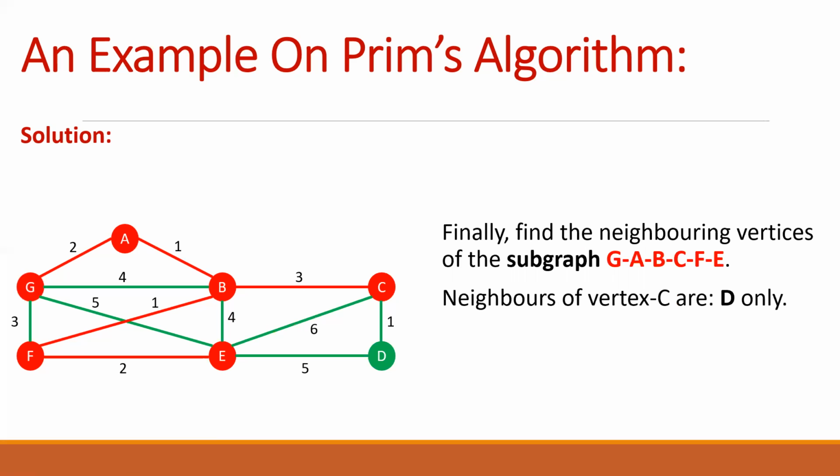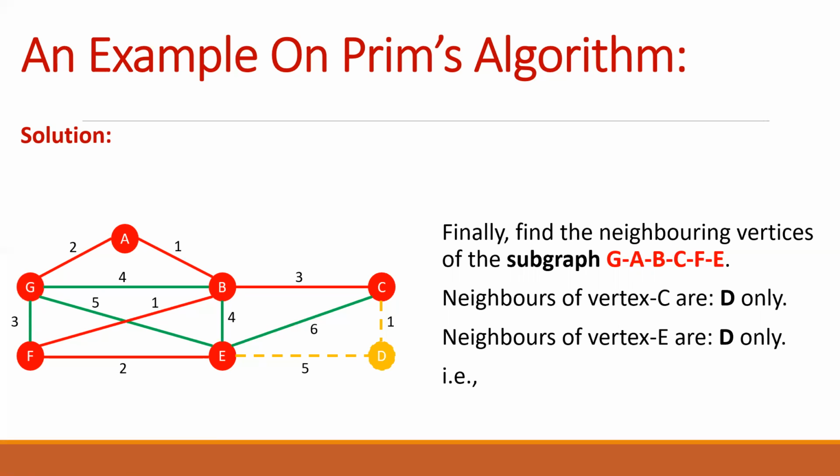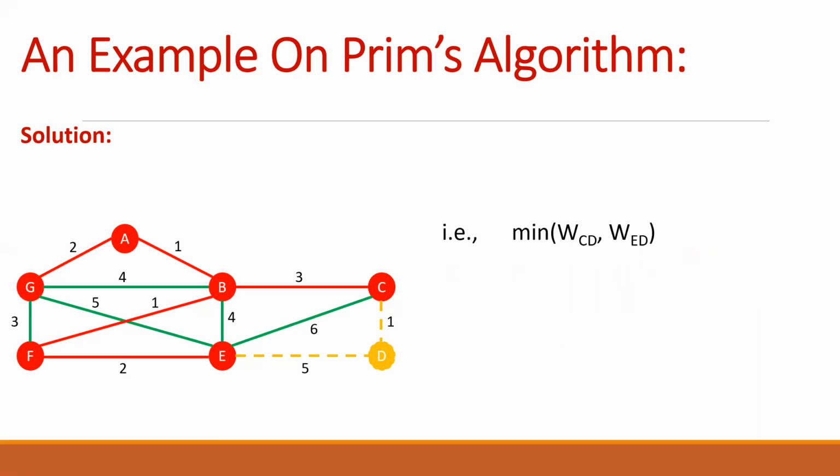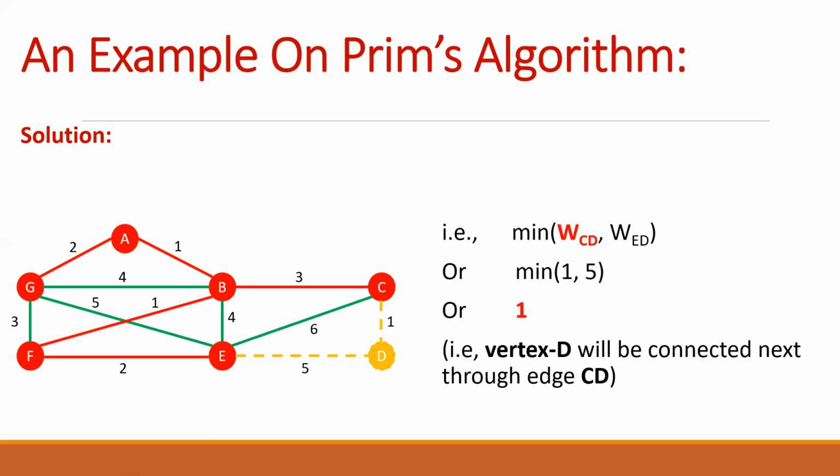The neighboring node of the vertex C is D only, and also the vertex E has only one neighboring node, D. F, G, A, B have no neighboring nodes because all their neighboring nodes are parts of the subgraph GABCFE. So highlight these, E, D and CD, and find the minimum weight. So out of 1 and 5, 1 is the minimum value which is corresponding to the vertex D and it can be connected to the existing subgraph through the edge CD. Therefore connect it.